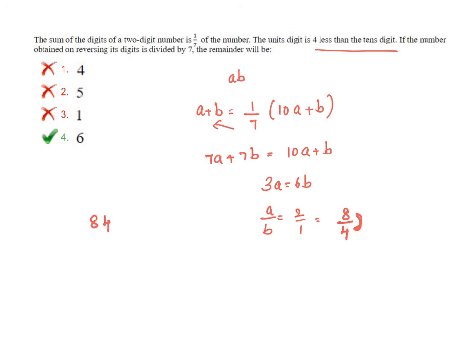If you reverse the digits, the number obtained is 48. Then divide it by 7. He says 48 must be divided by 7. So 42 is gone. The remainder will be 6.